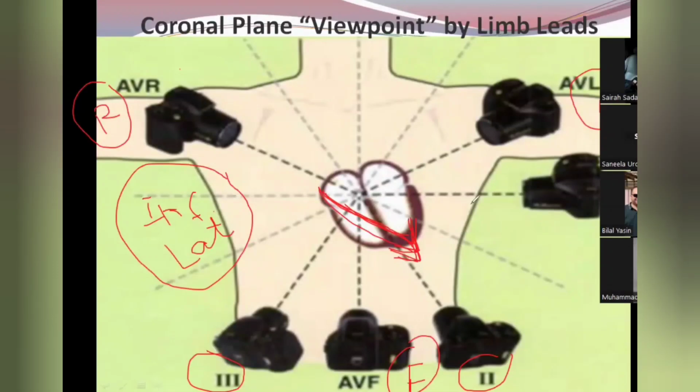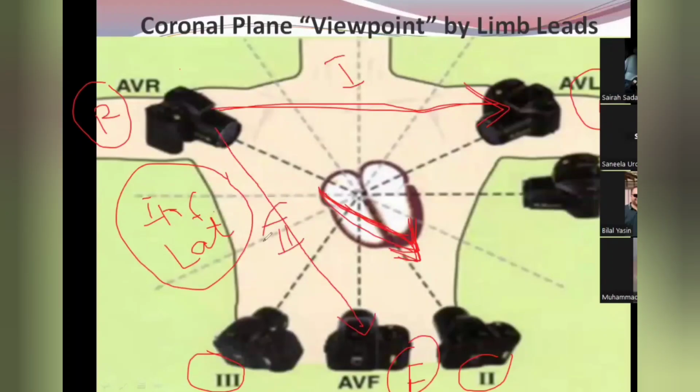All right. Now I will tell you how lead 1, lead 2 and lead 3 are generated. What is lead 1? Lead 1 is actually the current flowing from the right electrode to the left electrode. Lead 2 is the current that flows from the right electrode to the foot or the inferior electrode. And lead 3 is the flow of current from the left electrode to the foot electrode. Okay, got it?